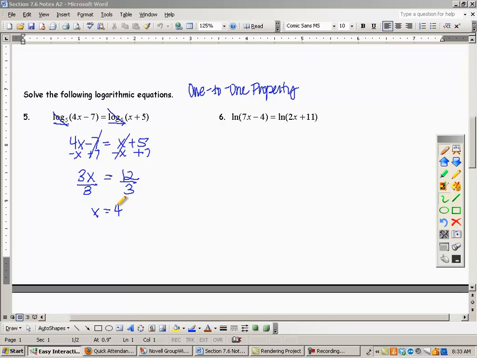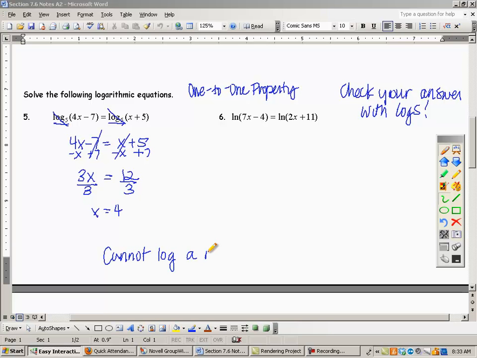Here's the only problem. When you start with logs, you have to check your answer. Check your answer with logs. Okay? Only when you start with logs. Because here's the biggest thing: you cannot log a negative number. Remember when we did our graphs, our logs never had negative numbers in our domain. So that's this idea. You cannot log a negative number.